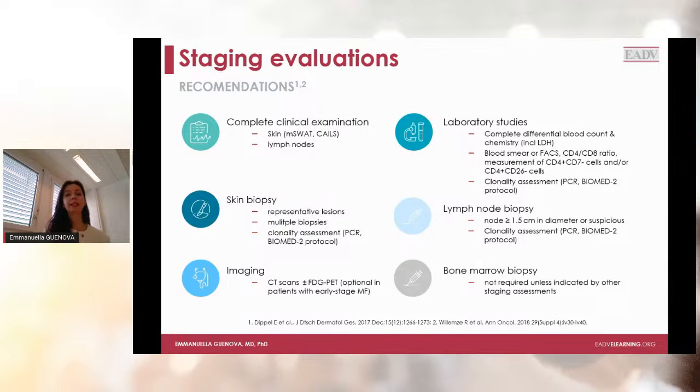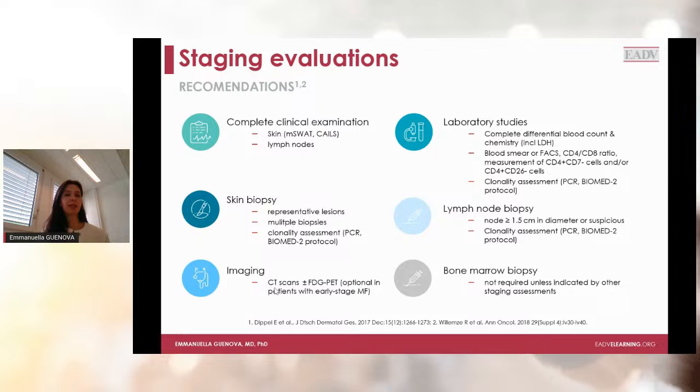Once the diagnosis is clinically suspected and verified on clinical pathological correlation, it is a natural question what staging evaluations are necessary and recommended. And here we rely mostly on the German guidelines and ESMO, European Society of Medical Oncology guidelines that recommend complete clinical examination, especially the clinical SWOT and CAILS scores for staging of the skin disease, palpation of the lymph nodes, skin biopsy, if one is not enough and not representative, sometimes multiple biopsies with clonality assessment with the BIOMED-2 protocols is required.